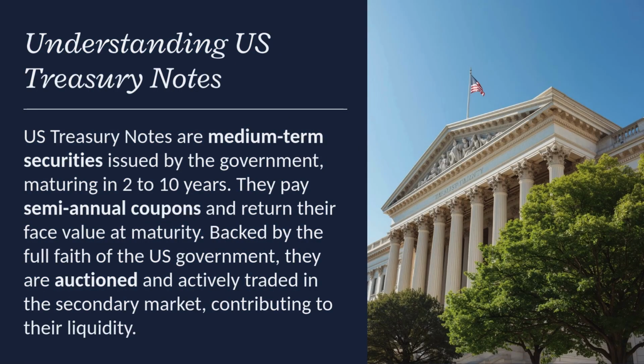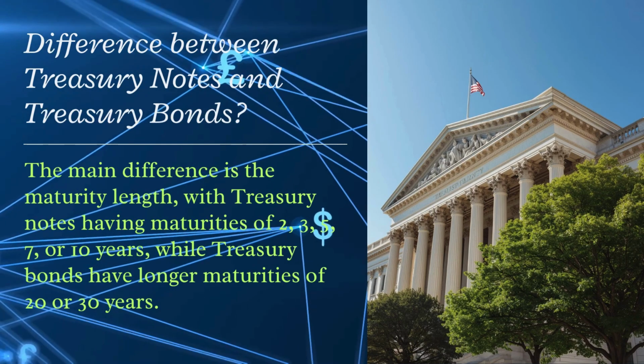So what exactly are US Treasury notes? These are medium-term debt securities issued by the US government maturing in 2 to 10 years. They pay semi-annual coupons and return face value at maturity, backed by the US government, so default risk is virtually zero.